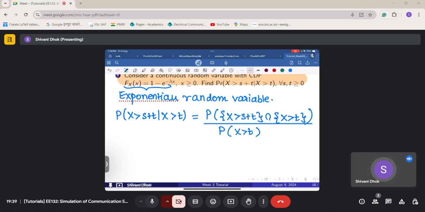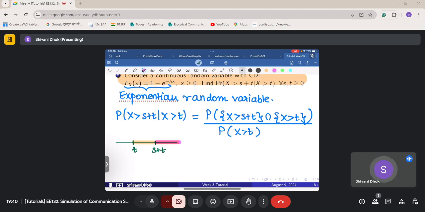So again, same thing, what is happening is my s and t both are positive. So my s is here and my t here, s plus t is here. So this is the region for s, sorry, I need to do ulta. t is here and s plus t is here. So this is the region where my x is greater than t, and this is the region for my x is greater than s plus t.